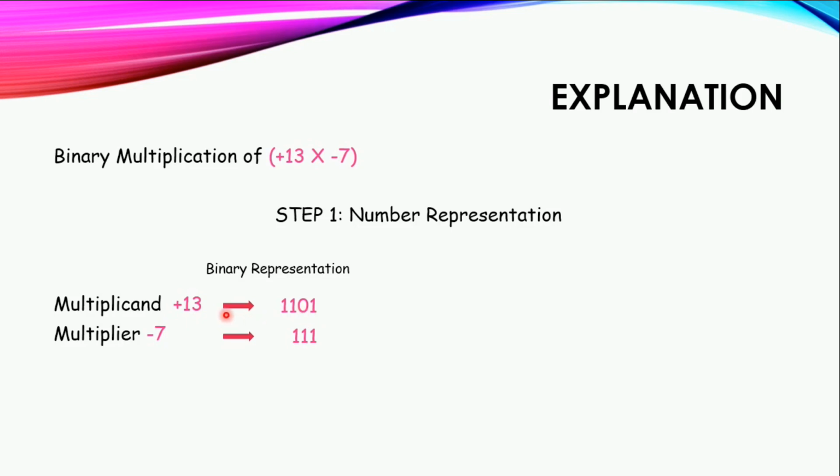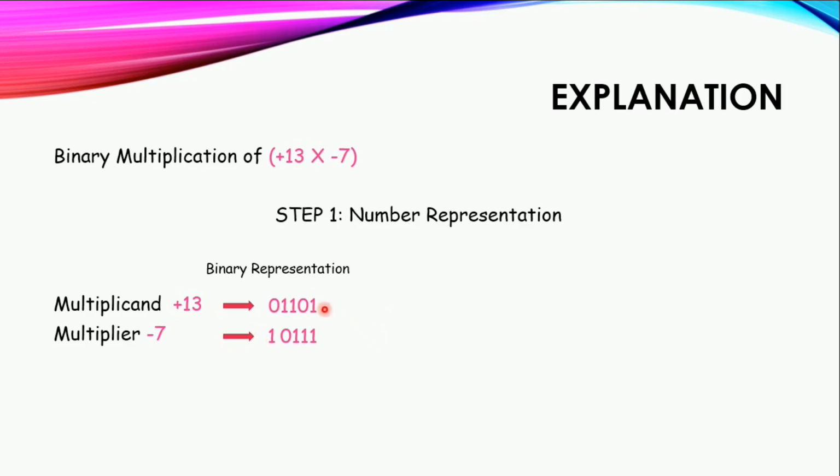According to Booth algorithm, we have to make sure that the smaller number also has to be represented using the same number of bits which is required for representing the highest number. So 7 also has to be represented in 4 bits: 0111. Now we can append the sign bit. The sign bit for plus 13 is 0. The sign bit for minus 7 is 1. So this is the binary representation.